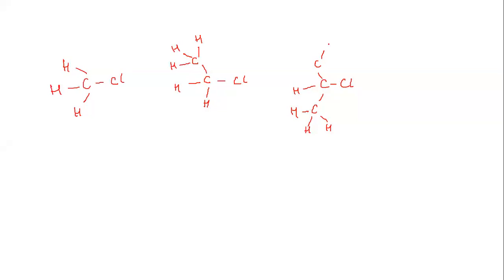So we have another CH3 group, and this carbon has 3 hydrogens attached to it. Then we have the tertiary one. There is one Cl and 3 carbons attached to this carbon, and there are further 3 hydrogens attached to every carbon. This is the actual structure.